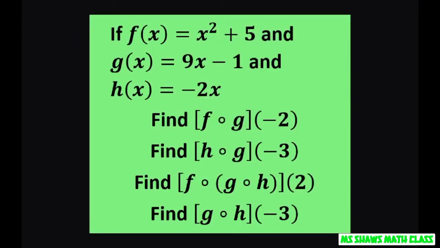Everyone, if f(x) equals x squared plus 5, g(x) equals 9x minus 1, and h(x) equals negative 2x, so we're given three functions, we're going to find the composition of these four problems.